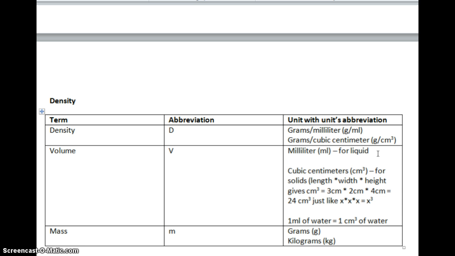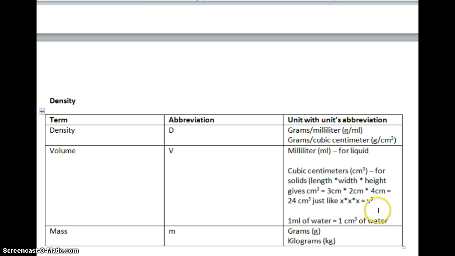For volume, our units are milliliters for liquid and cubic centimeters for solids. And the way that they get this cubic centimeter is because the equation for volume is length times width times height. That gives you the cubic centimeter. For example, my length is 3 centimeters, my width is 2 centimeters, my height is 4 centimeters. I multiply 3 times 2 times 4 to get 24. And I multiply centimeters times centimeters times centimeters to get centimeters cubed. Just like in math class, x times x times x equals x cubed.